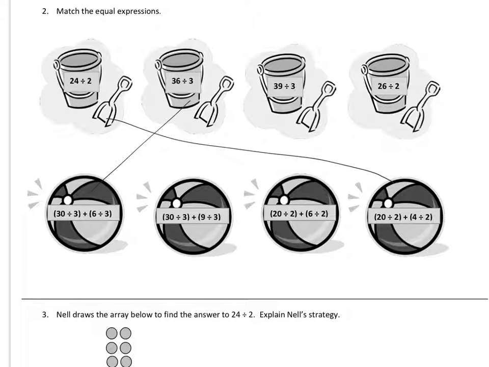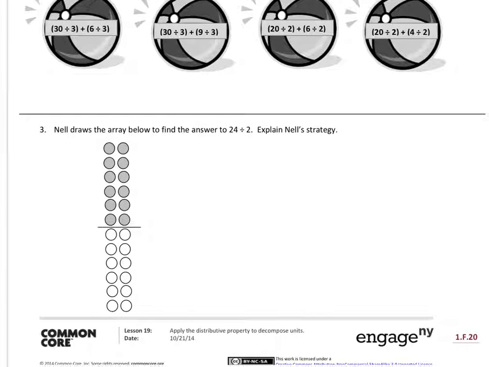Now, my next pail is a divided by 3. So I have to match it with a beach ball that's a divided by 3. Don't just match it because it's the last one. Double check to make sure that it's right. My totals are 30 and 9, 39. So those two definitely match. My last pail is a divided by 2. And I know that I have a divided by 2 beach ball left. Now, my totals, 20 plus 6, 26. How did you do? Great. Let's move on to problem 3.